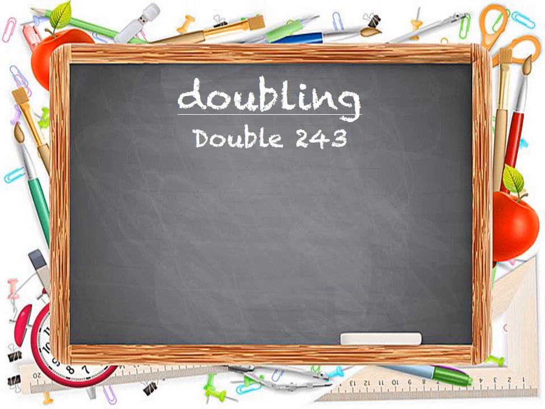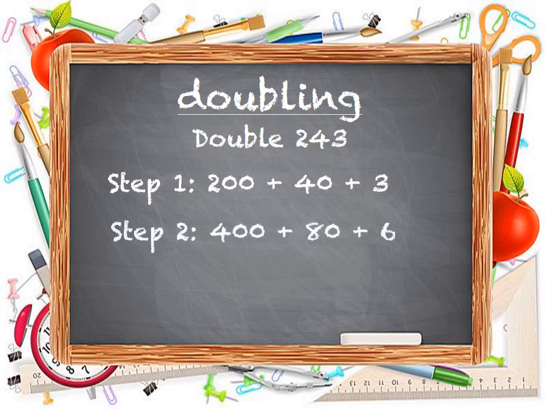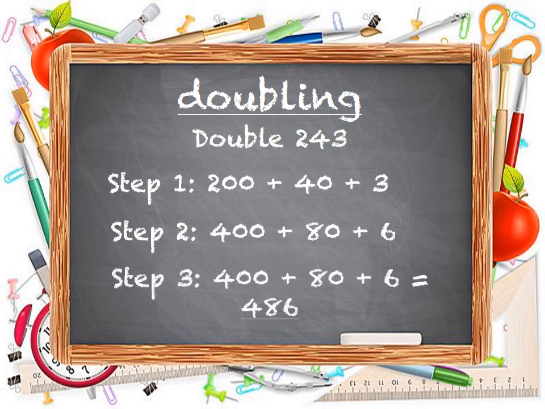Let's have a look at this example. Double 243. Step number 1, we break up the hundreds, tens, and units. So it's 200 plus 40 plus 3. Step number 2, we double the hundreds, tens, and units. So what is double 200? It is 400. Double 40 is 80, and double 3 is 6. Step number 3, we add them all together. 400 plus 80 plus 6 equals 486.